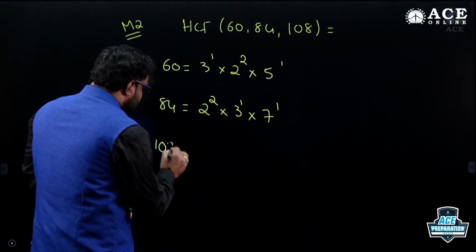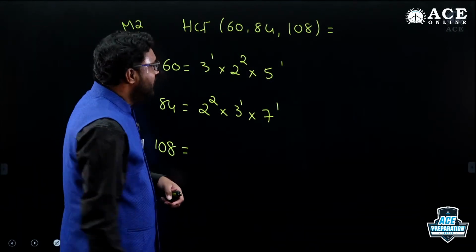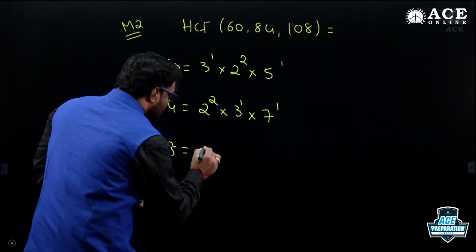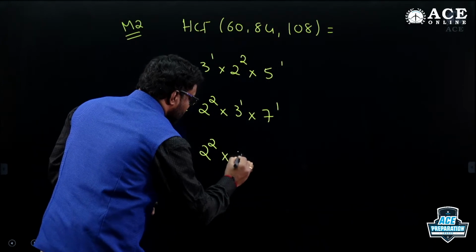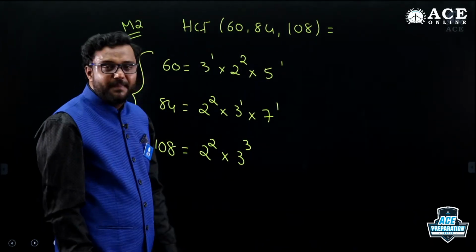108, it's divided by 4, right? So yeah, 4 into 27, we can write 2 square into 3 cube. Okay, this is writing every number as a prime number power.